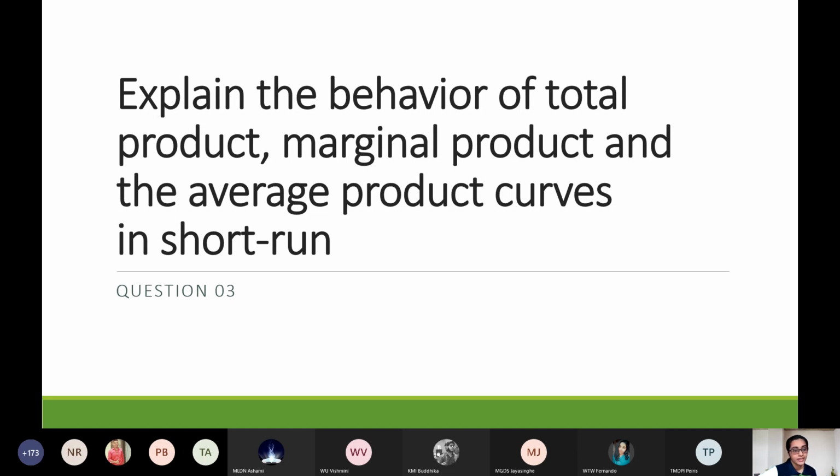Now people, the others, attempt this question: explain the behavior of total product, marginal product and the average production curves.